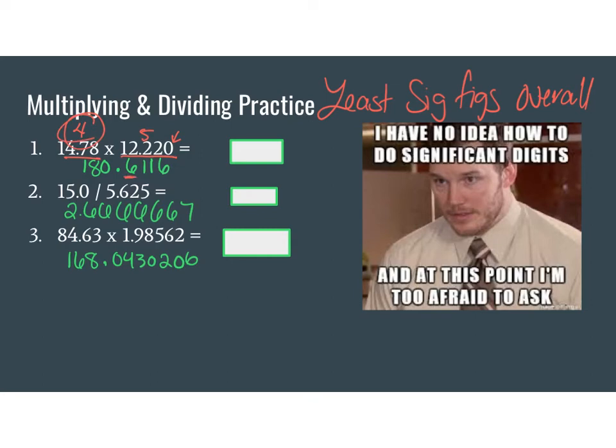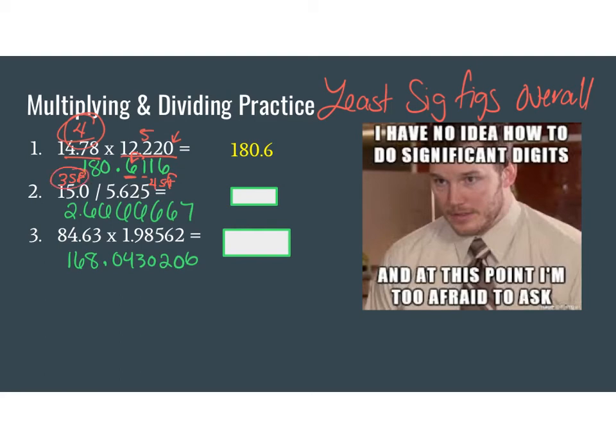So what you do, look at your 4th and the one behind it. Will that 1 do anything to the 6? Of course not. So you end up with 180.6. For our next value, you have 3 sig figs at 15.0. The 0 is significant because it has a decimal place and something significant ahead of it. And then we also have 4 sig figs with 5.625.